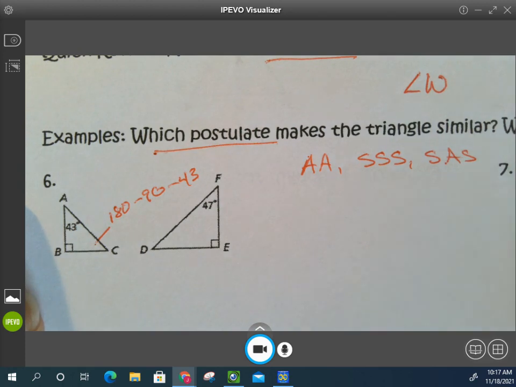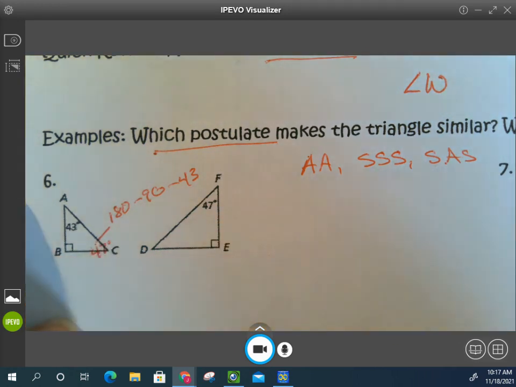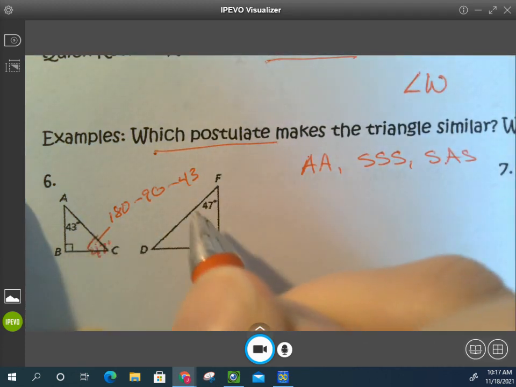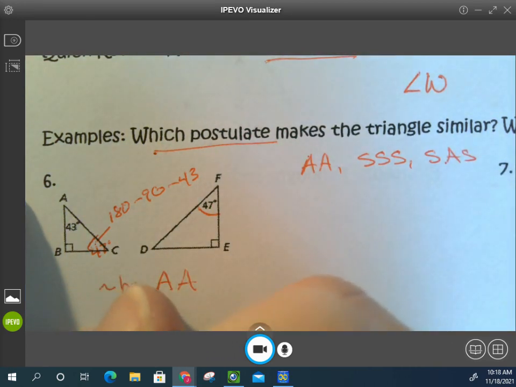This is where you'd have your calculators out, you know, useful. We should get, I hope, 47 degrees. Do we agree with that? Okay. Guys, that's enough right here. Do you see this angle, 90, and then do you see your 47 matches with 47? So by angle, angle, these are similar by angle, angle.